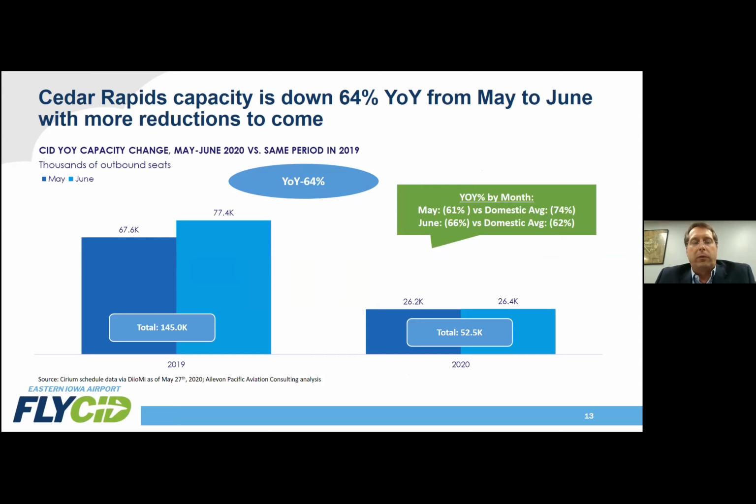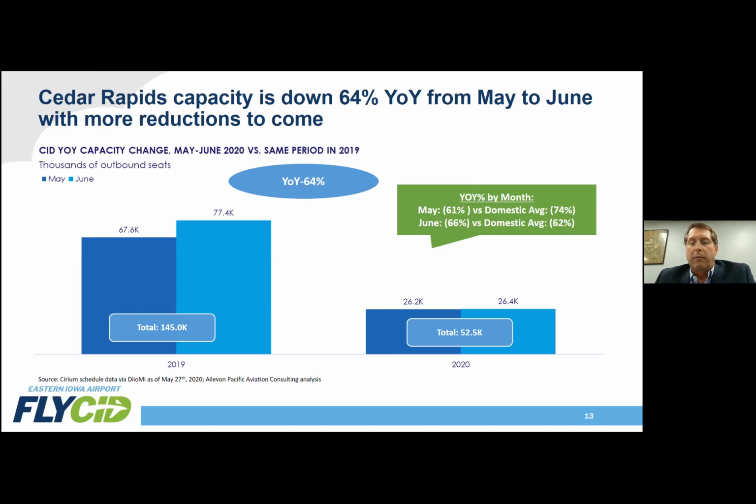What does that look like for us locally? The regional capacity for Eastern Iowa is down 64%. You can see in 2019, we were doing very well. Seats were up considerably in June, 77,000 total seats. That's nearly double. Well, it is over double the number of seats even offered at that time in Moline. We always hear comparisons of Moline and Cedar Rapids. We are about twice the size of Moline now.